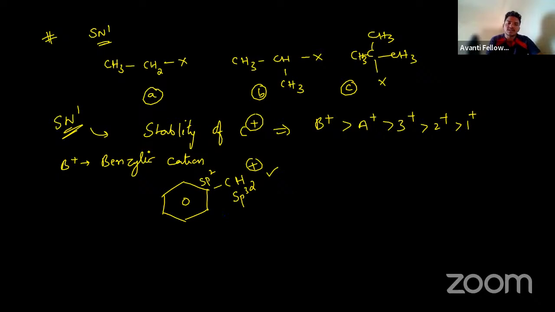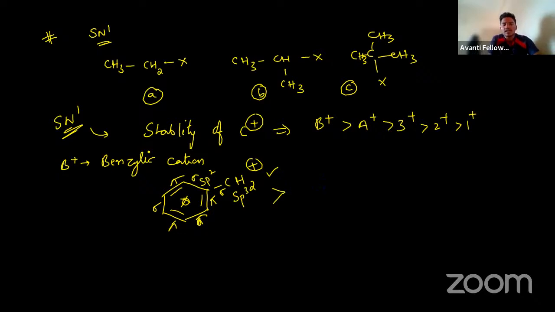The only reason is that there is conjugation here. If I remove the hybrid and write the canonical structure of it, this is pi, sigma, positive, pi, then sigma, pi, sigma, pi, sigma. So there is an extended resonance. That is why the benzylic cation is more stable than the allylic cation.